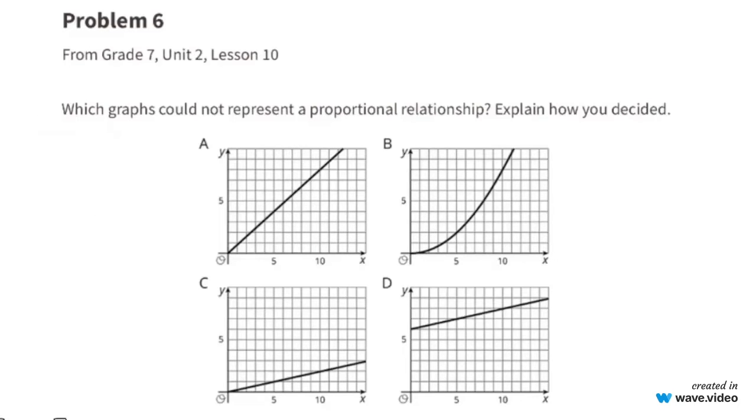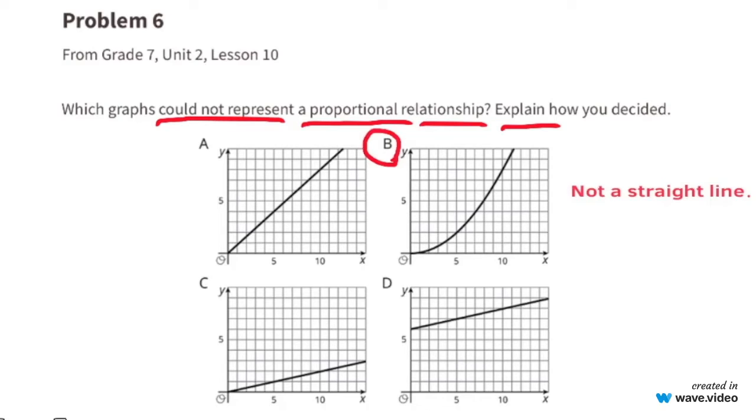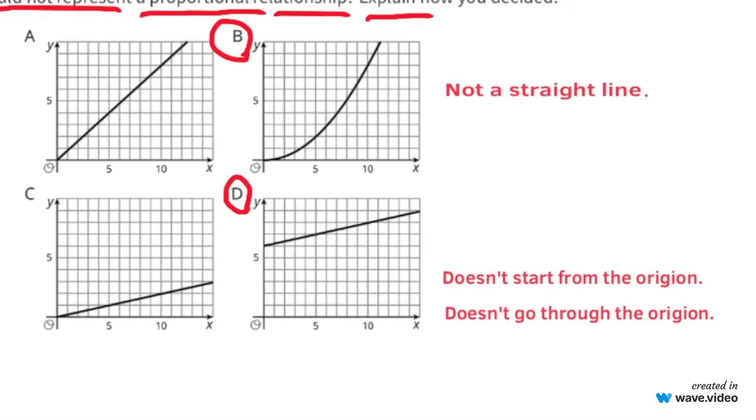Problem number 6, from 7th grade, Unit 2, Lesson 10. Which graphs could not represent a proportional relationship? Explain how you decided. A has a straight line that starts at the origin, so A represents a proportional relationship. C is a straight line that starts at the origin. That represents a proportional relationship. Graph B has a curved line, so that does not represent a proportional relationship, even though it starts at the origin. Graph D is also not proportional because it doesn't start from the origin and it doesn't go through the origin.